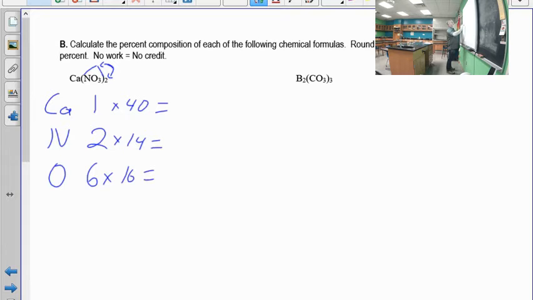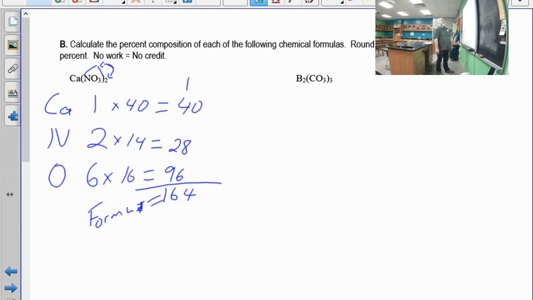Let's multiply our numbers through. 40, 28, and 96. Add our numbers together. 4, carry 1, 5 plus 2, 7 plus 9, 16, 164. So now we know that our total formula weight is 164. To do the percent composition is pretty easy.